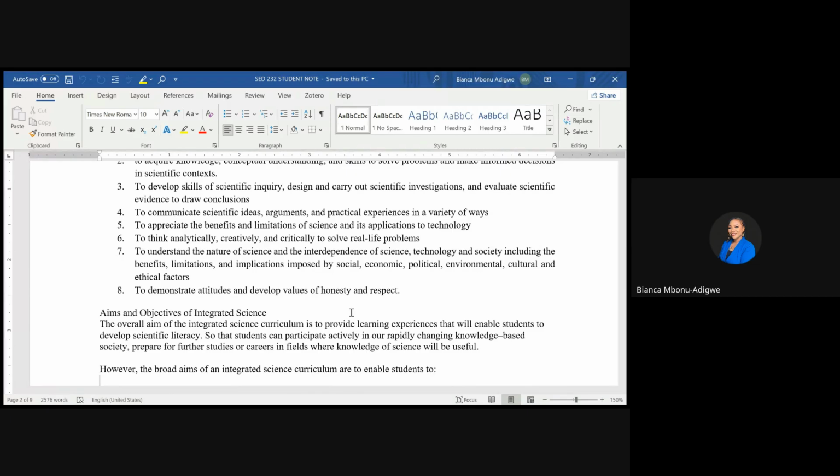Okay. Curiosity, open-mindedness, so many scientific attitudes. Now that we have seen, yes, you said?